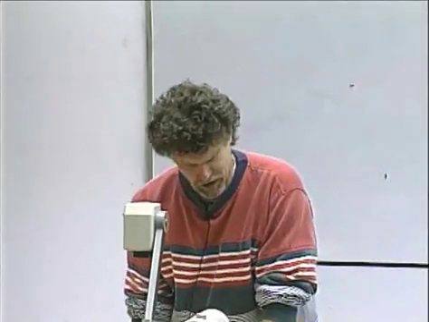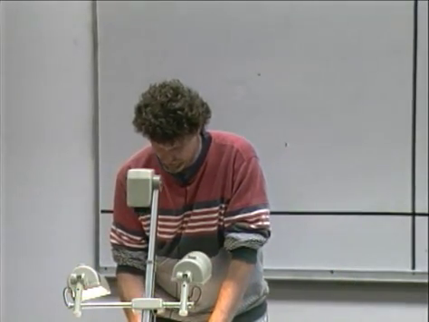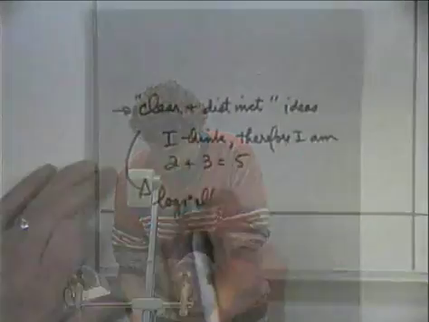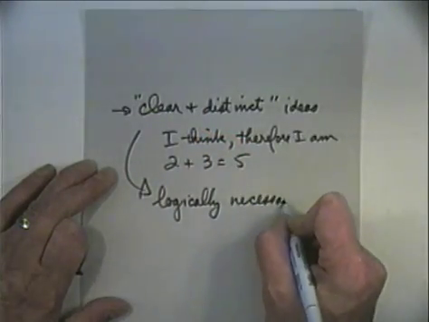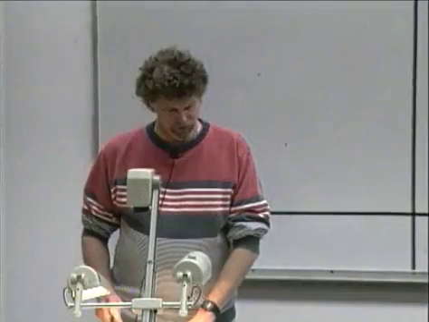Now that expression, clear and distinct, isn't very clear and distinct to me. Never has been. It's like, what is that? What's the flesh on those bones? I think it comes down to logically necessary. We can rely on stuff that's logically necessary, that couldn't be false. And the fact that he uses 2 + 3 = 5 is another example of things like that.